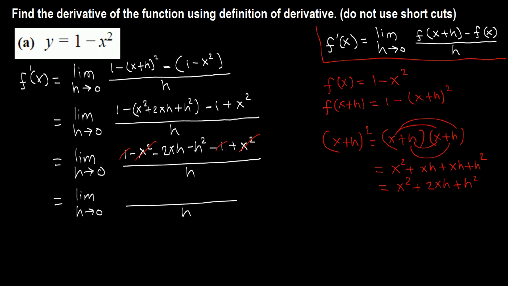On the top we have two terms, so we can factor h out. That was the zero making factor, and that leaves negative 2x minus h. Now we can cancel that zero making factor h and replace h by 0. So that's negative 2x minus 0, just negative 2x. Final.